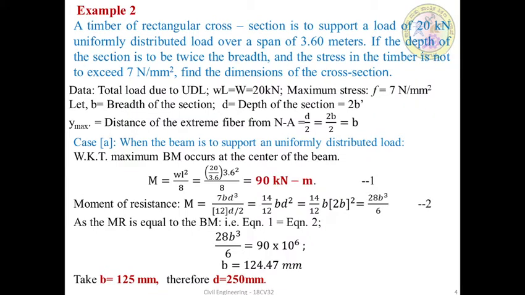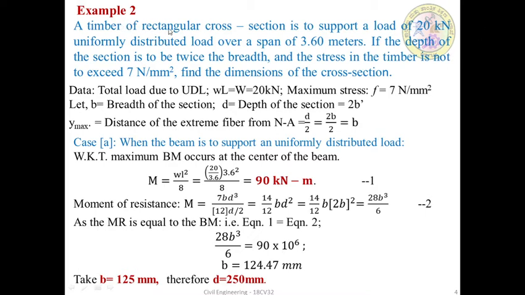The second problem: a timber of rectangular cross section is to support a load of 20 kilonewton uniformly distributed load over a span of 3.6 meters. If the depth of the section is to be twice the breadth and the stress in the timber is not to exceed 7 Newton per millimeter square, find the dimension of the cross section. This is the statement of the problem.